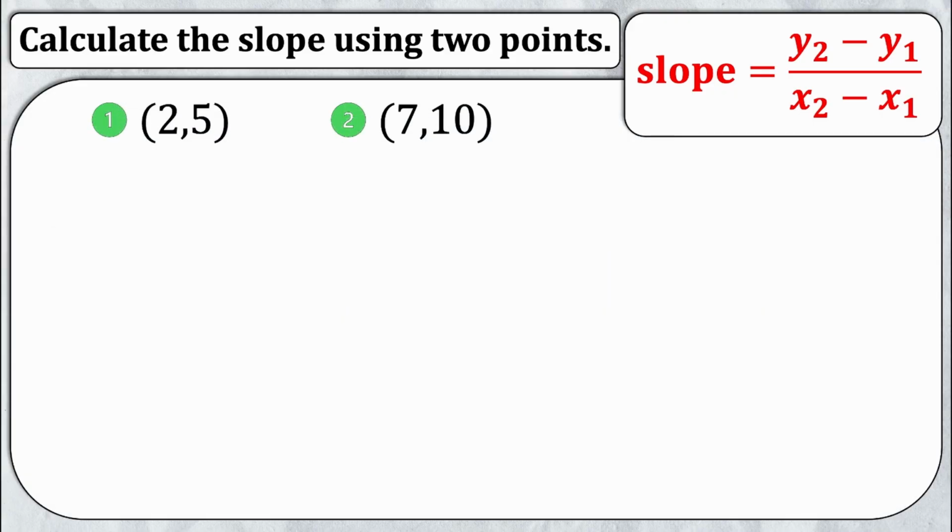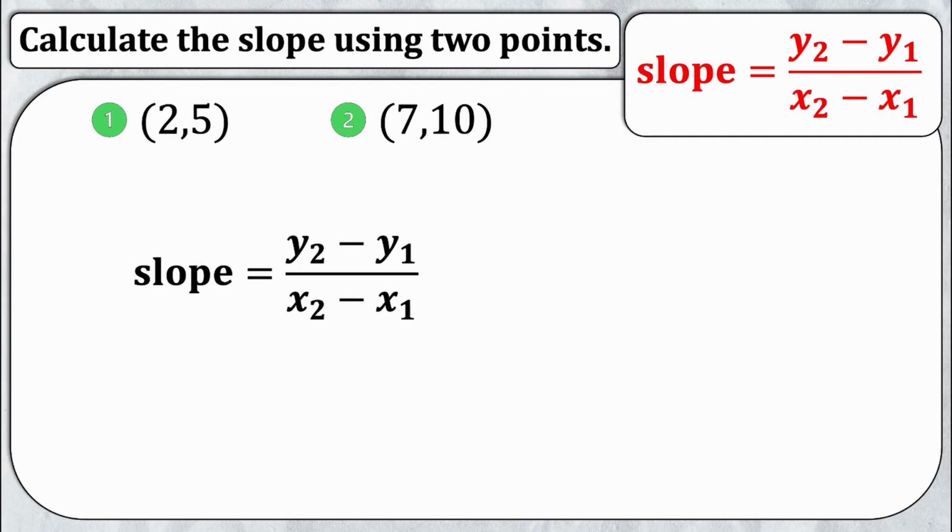Here we have coordinate 1 on the left, it's 2 and 5. Coordinate 2 is 7 and 10. And recall our formula, y2 minus y1 over x2 minus x1. Now this might seem a little bit confusing at the beginning, but remember that point 1 is just x1, y1, and point 2 is just x2, y2.